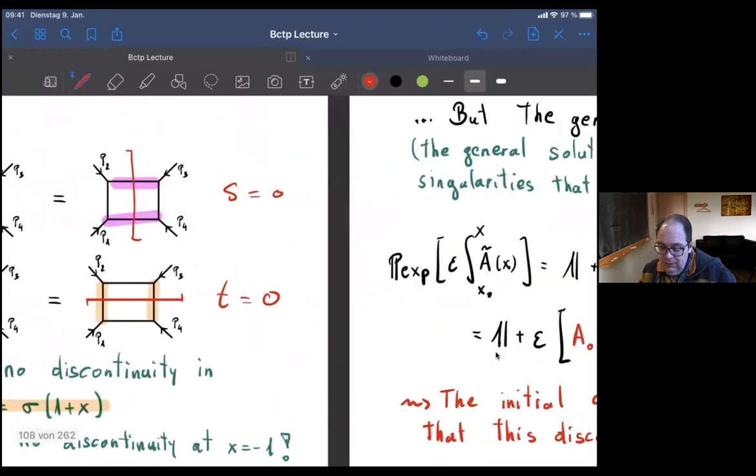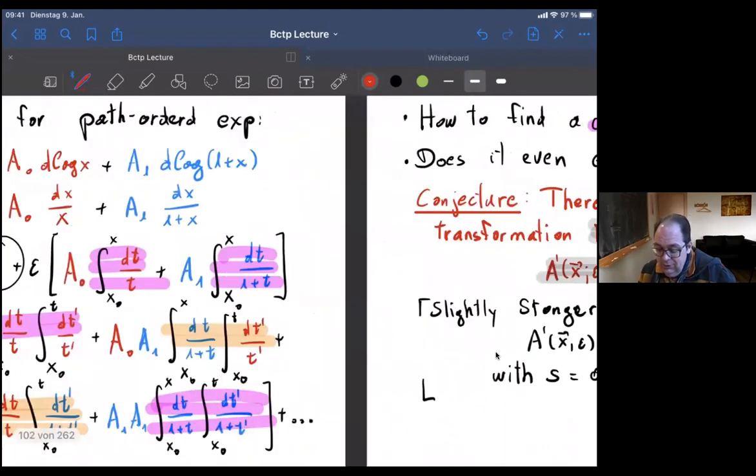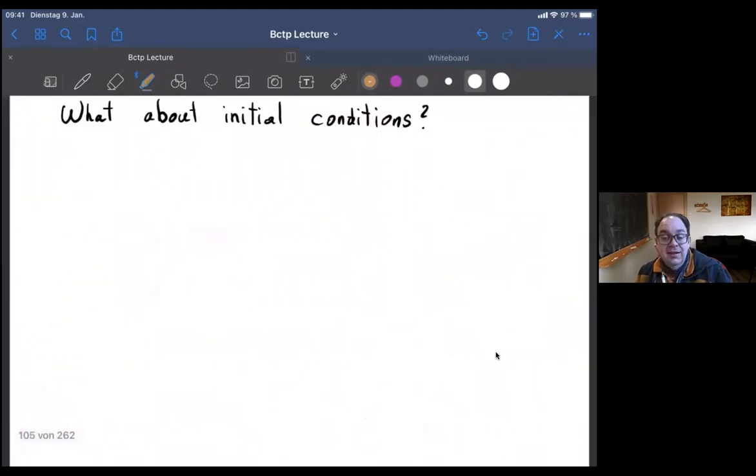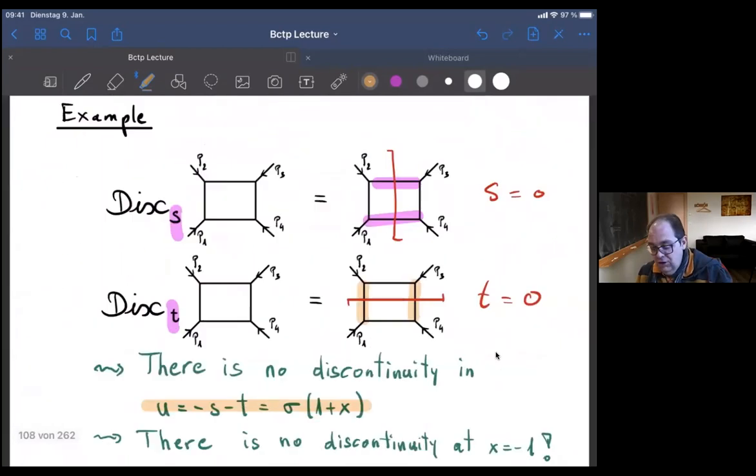So for the box, well, we'll see that this example that we looked at here corresponds to the box. In general, the differential equation would show you that there are two singularities, one at x equals 0, one at x equals -1. So the general solution will have singularities and branch cuts associated to x equals 0 and x equals -1. The Feynman integral does not have the singularity at x equals -1, so this puts a constraint on the special solution that corresponds to the Feynman integral. Okay, so that is a way to fix initial conditions.